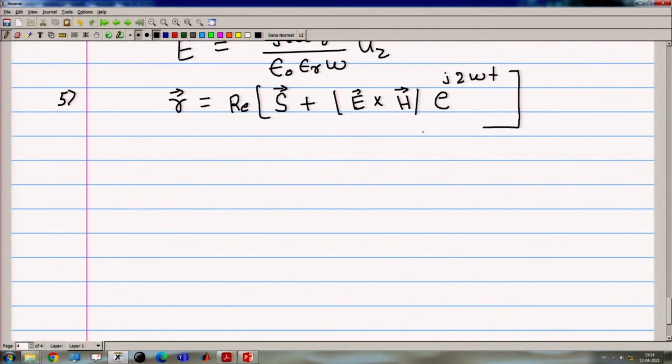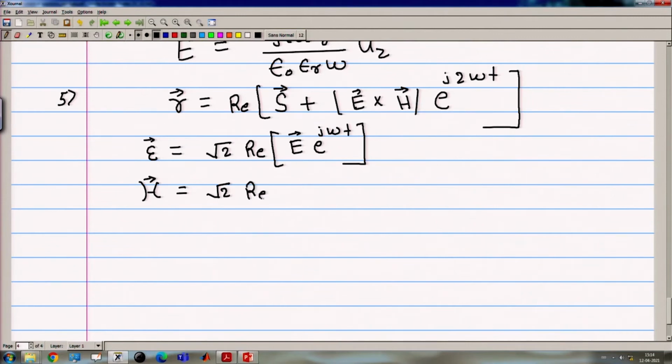First we can write the standard equation. For the instantaneous electric field we can write root 2 times the real part of E e to the power j omega t. Here E is the complex part. Similarly, for the magnetic field we can write root 2 times the real part of H e to the power j omega t. So, r can be written as E cross H. The instantaneous Poynting vector can be defined as E cross H. Both E and H are in the instantaneous form.